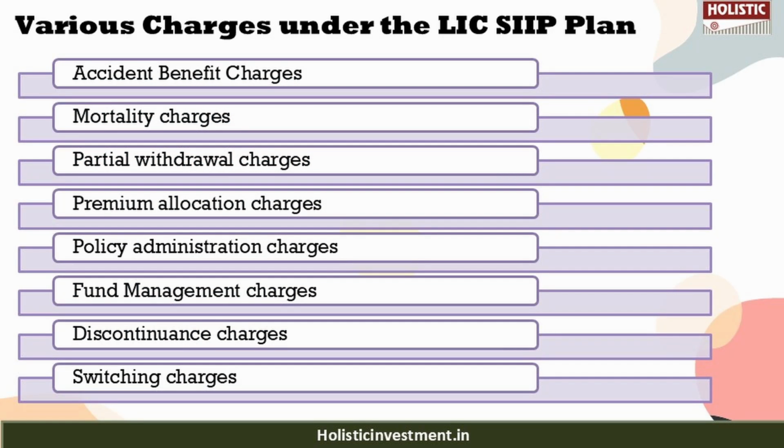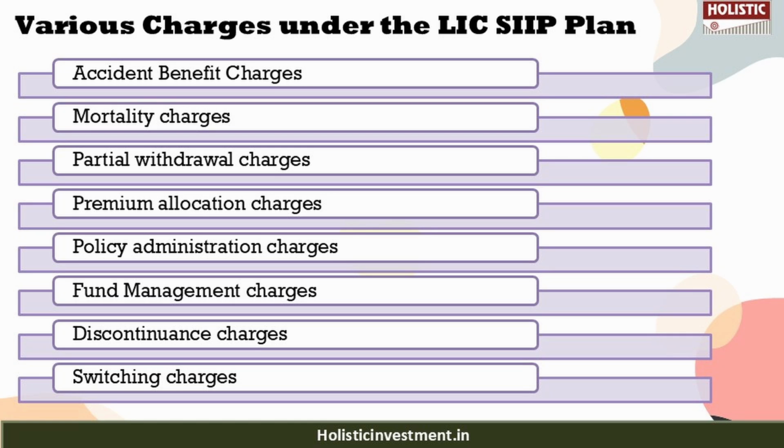Also, as a ULIP, this policy has various charges. It imposes various charges on you as the policy holder, like premium allocation charge, mortality charge, accident benefit charges if the accidental death benefit rider is opted for, and also fund management charge, switching charge, partial withdrawal charge, discontinuance charge and miscellaneous charges.